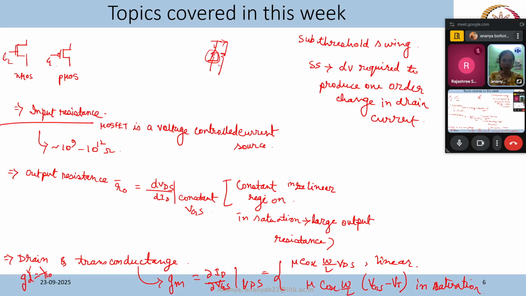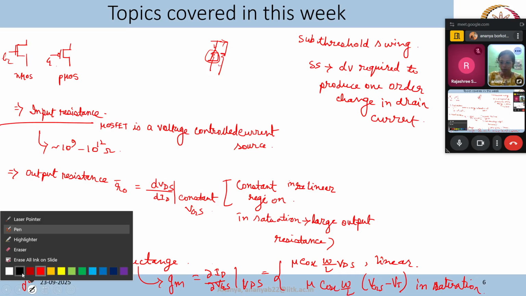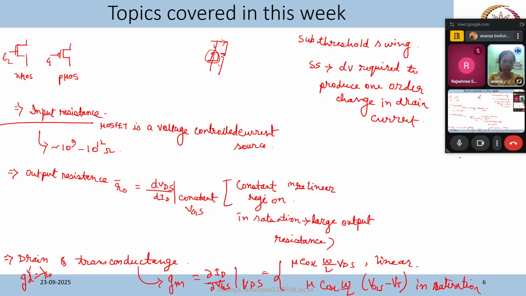Now it was briefly discussed in the class how we can use NMOS and PMOS and create a CMOS circuit. The CMOS inverter was discussed. So how does a CMOS inverter look like.